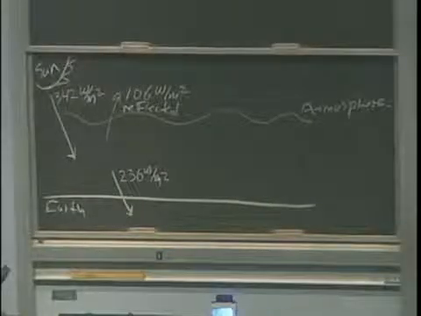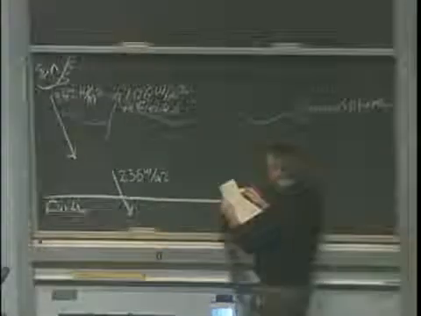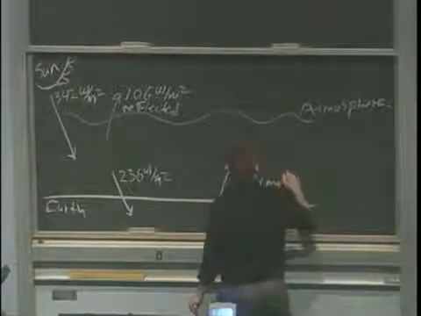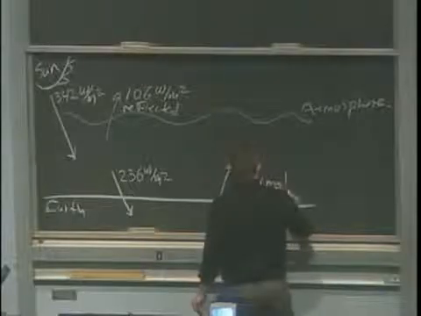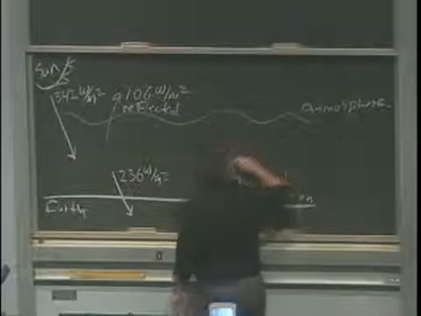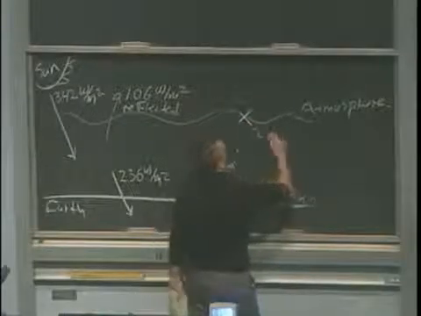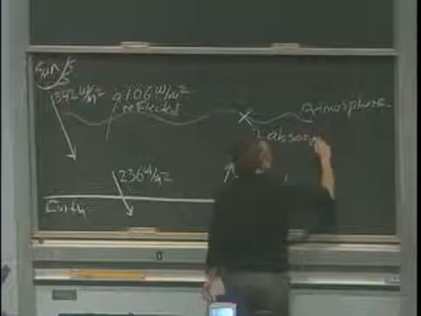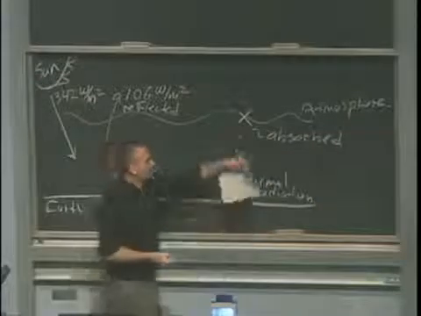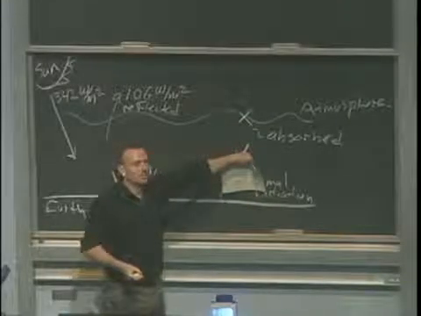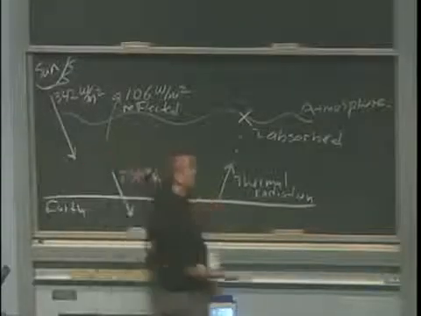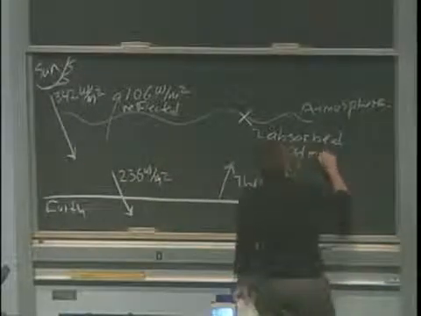Okay. And now the Earth is radiating back thermal radiation. Okay. So, but the difference is that that thermal radiation is getting absorbed in the atmosphere. So that means the atmosphere is heating up. Okay? And as the atmosphere heats up, it's going to provide some heating back to the Earth.